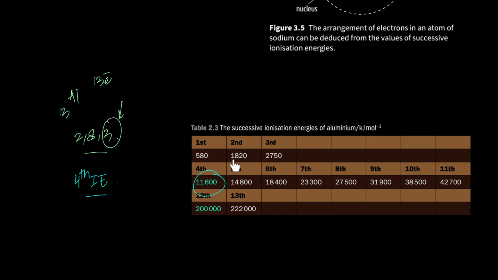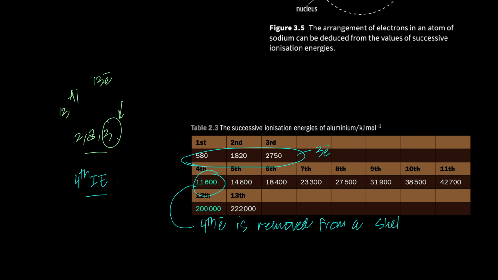See? First it was 580, 1820, 2750, and then 11,600. Which means that the outermost shell had how many electrons? 3 electrons. And how do I explain this? That the 4th electron is removed from a shell closer to the nucleus. And then you will be removing the 4th, 5th, 6th, 7th, 8th, 9th, 10th, 11th.